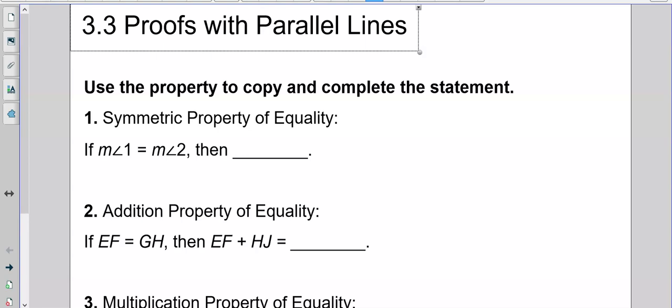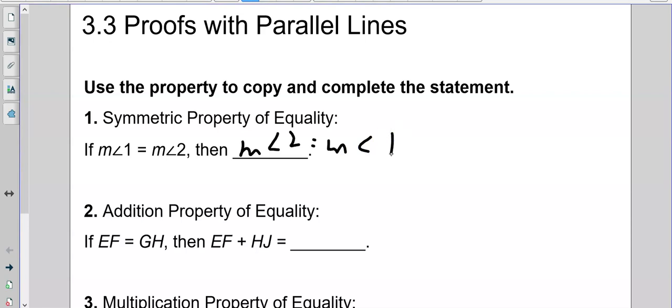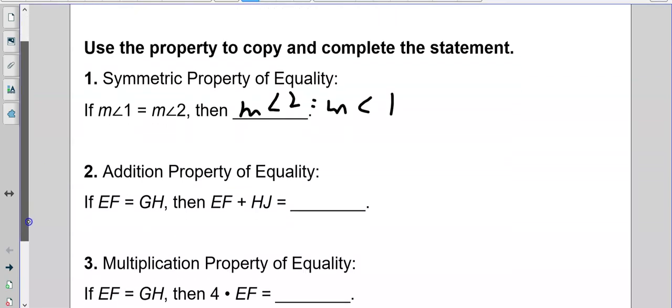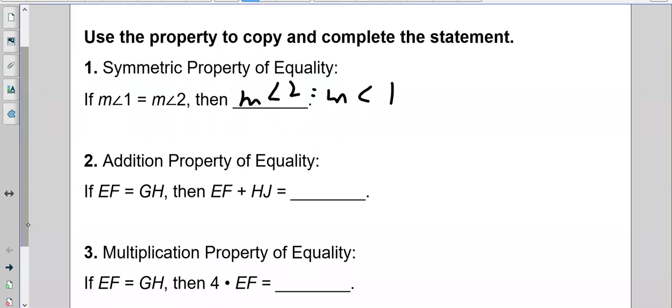Okay, so if angle 1 equals angle 2, then the measure of angle 2 equals the measure of angle 1. Okay, we can just switch left and right side. Left side equals the right side equals the left side. Addition property. Okay, we do this all the time when we're solving equations.